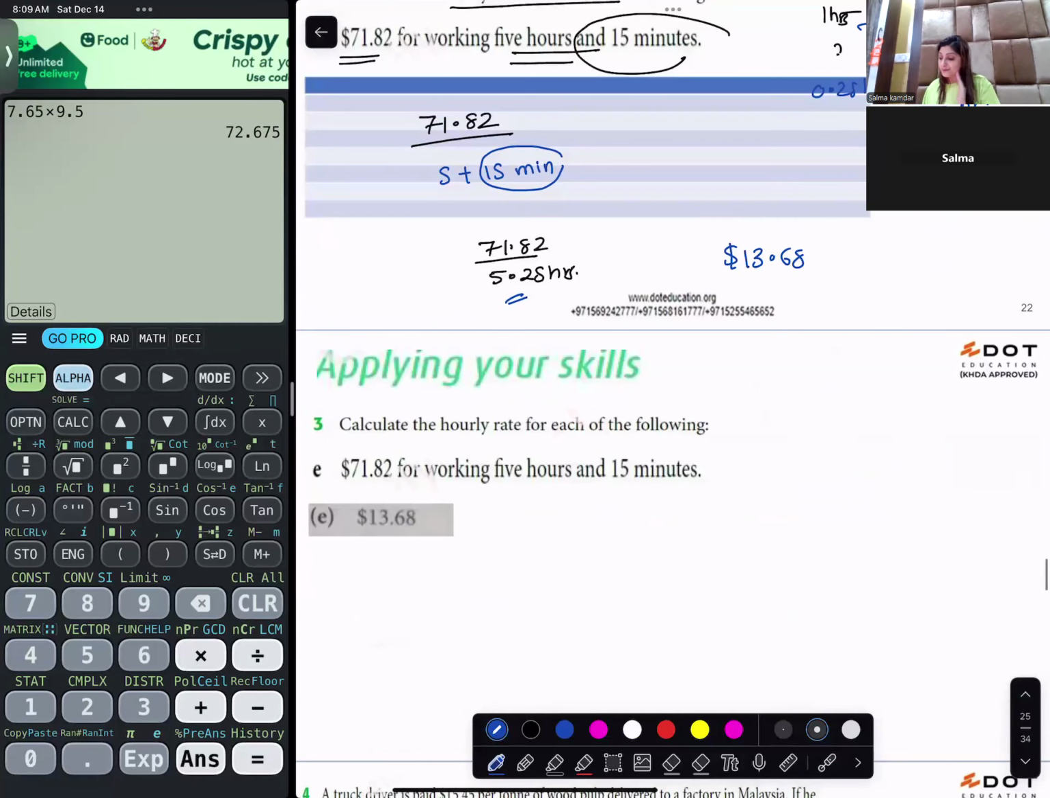So this is all about managing money, earning money. The first part of chapter 17, CIE, Cambridge International Examination, IGCSE, chapter 17.